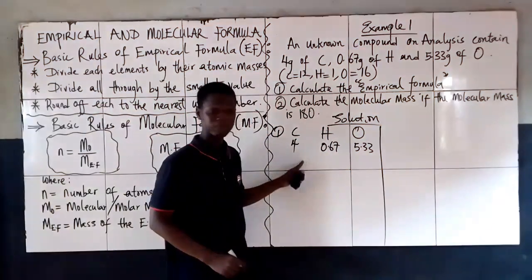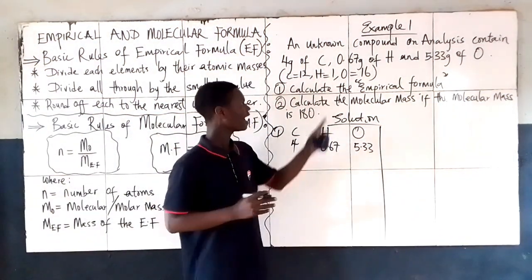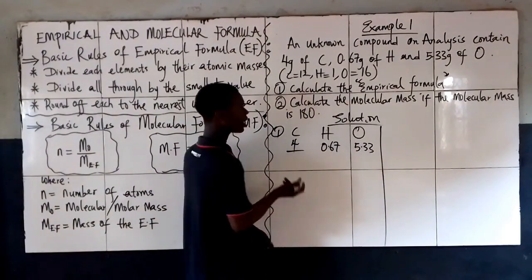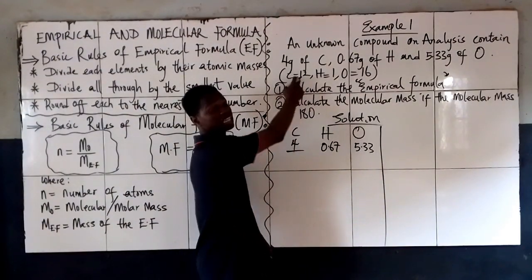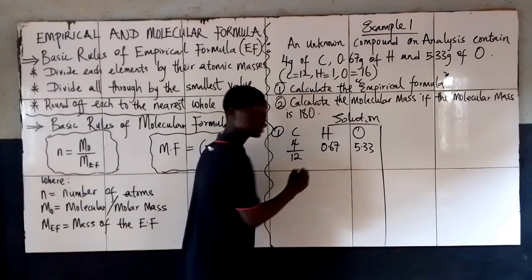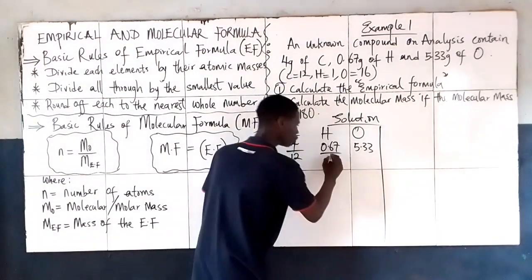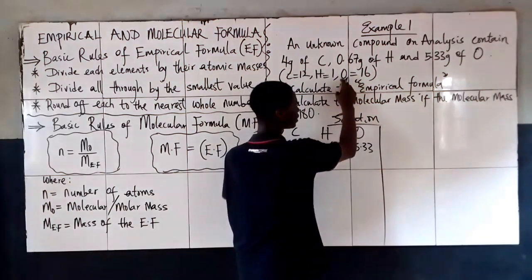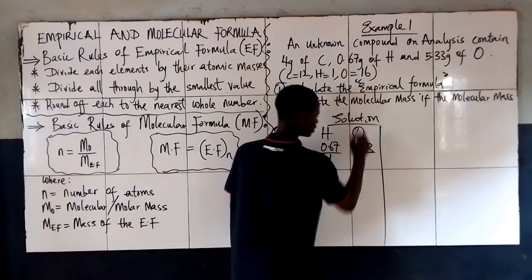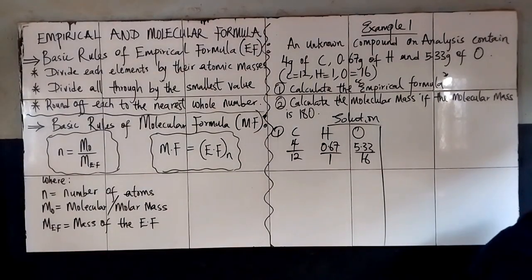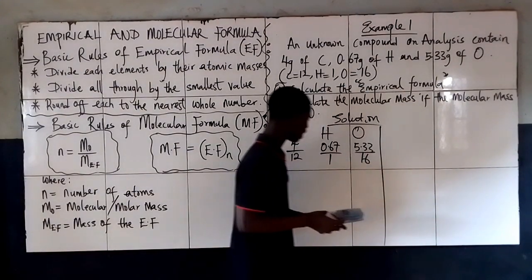Divide each of the elements by their respective atomic masses. So this will be 4 divided by the atomic mass of carbon, which as given here is 12. The atomic mass of hydrogen as given here is 1. The atomic mass of oxygen as given here is 16. We'll be doing this with our calculator so that we'll be more accurate.